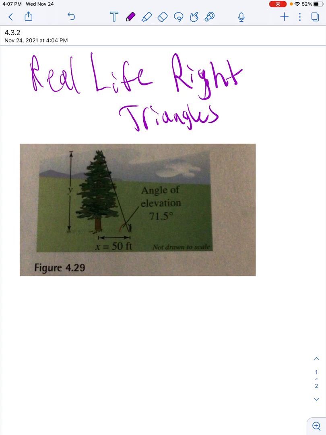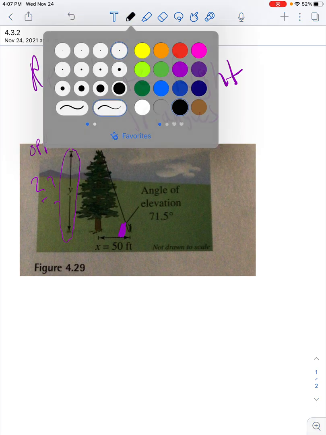So let's see here. A surveyor is standing 50 feet from the base of the large tree. The surveyor measures the angle of elevation to the top of the tree as 71.5 degrees. So that's this part right here. The question is how tall is the tree? Again, if we look at it, that's kind of like the y. This is what I want to figure out right here, and I know that this is considered the opposite side.